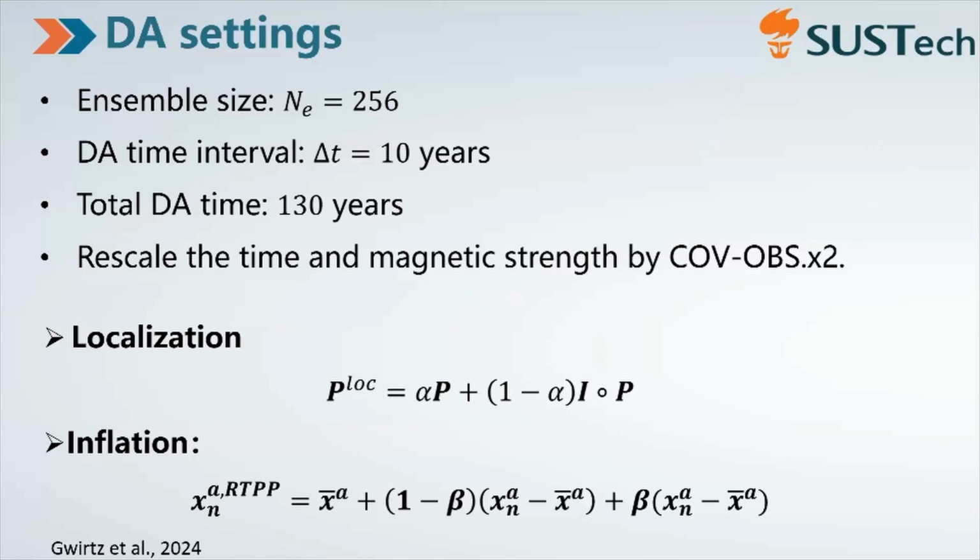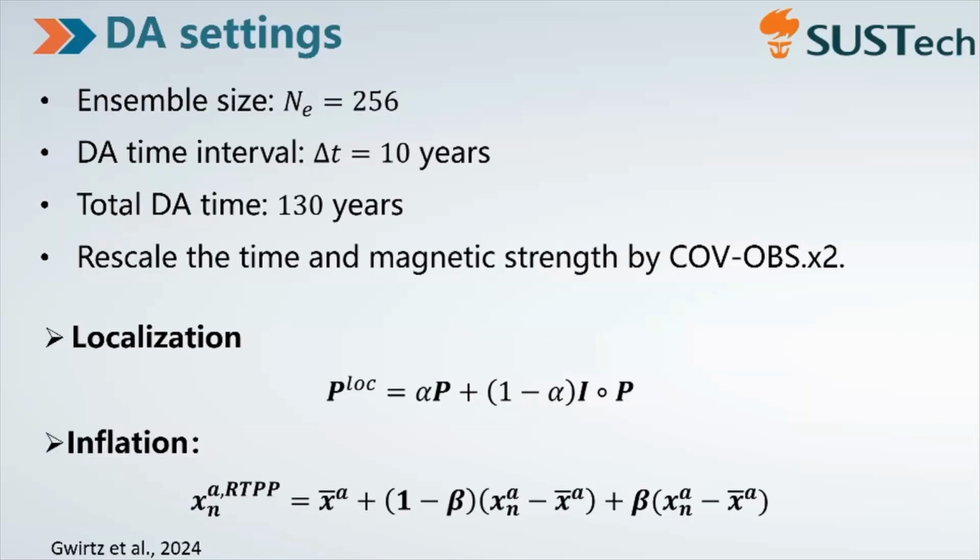And one of the important things to achieve this is we need to do some tricks, the so-called localization and inflation. The reason we need this is because the ensemble size, even though it's 256, is much, much smaller than the dimension of the dynamo system. Also, the observation at the core-mantle boundary is only the poloidal magnetic field, which is only a tiny fraction of the whole dynamo system. So we need to do some tricks. Localization is basically to avoid spurious correlations over long ranges. And we also need inflation to avoid overconfidence of the model.